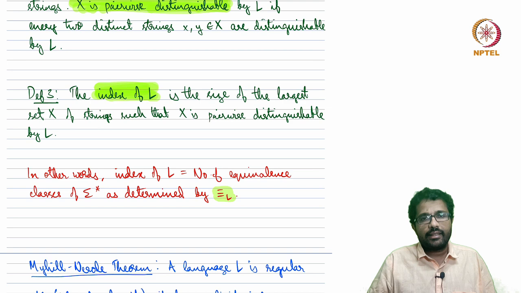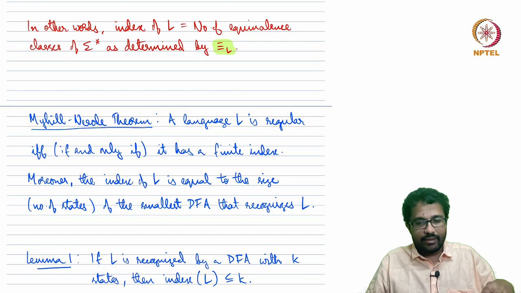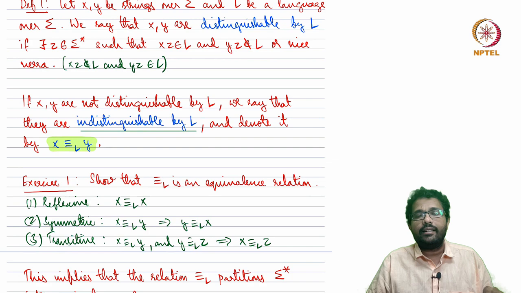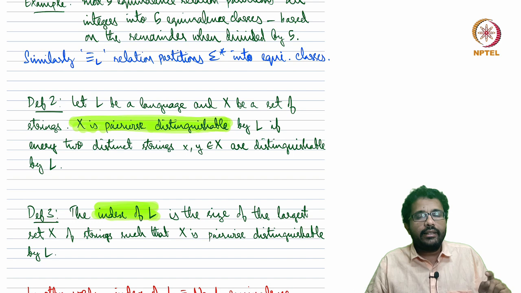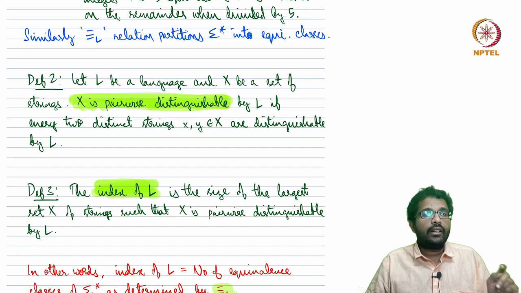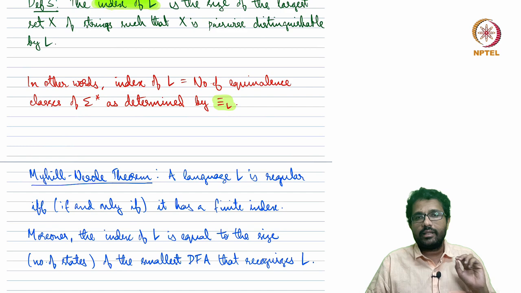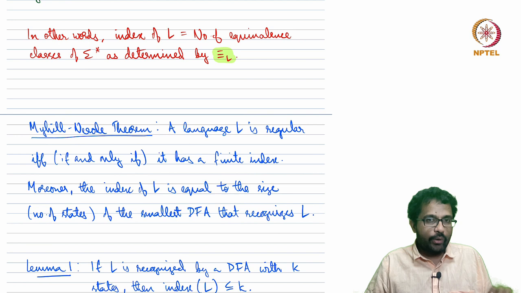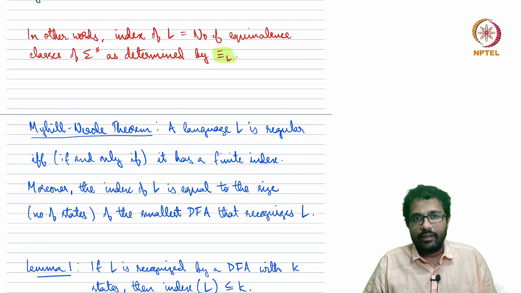And now the Myhill-Nerode theorem. After all these definitions, we defined distinguishable by L, then we defined indistinguishable by L, we said that indistinguishable by L is an equivalence relation, and that it divides the entire set of strings into equivalence classes. Index is the number of equivalence classes, right? So after all these definitions, we come to the theorem statement. All it is saying is that a language L is regular if and only if it has a finite index, right? The statement is simple, but we required some build up. A language L is regular if and only if it has a finite index, meaning regular implies finite index and finite index implies regular.